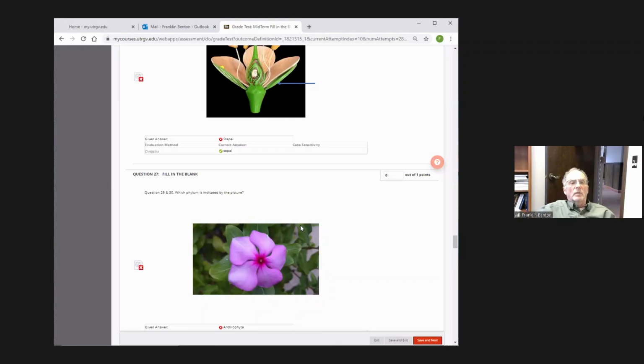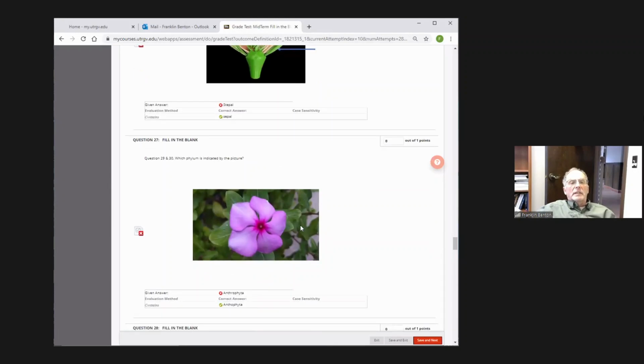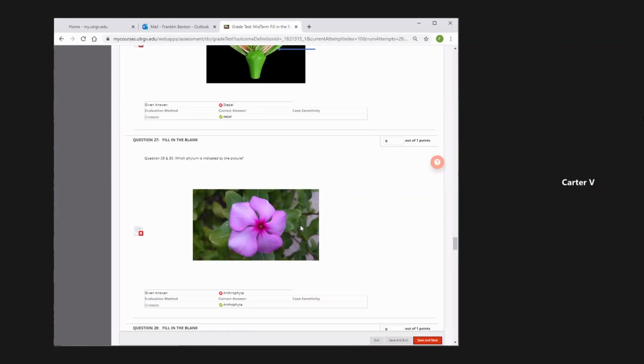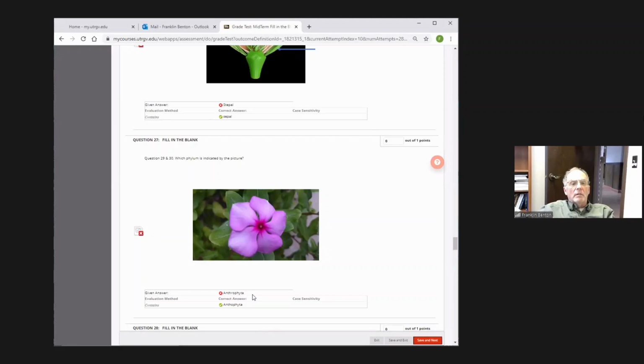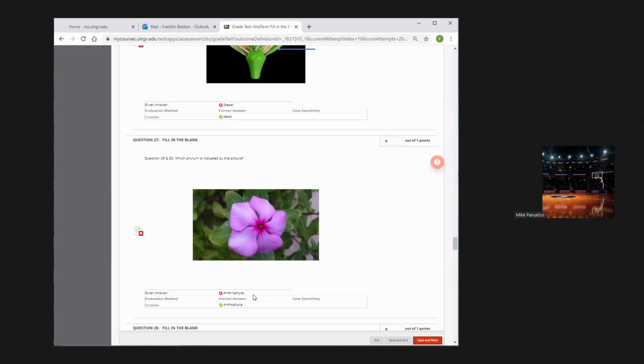Oh, this is a hard one. What phylum is indicated by this picture? Anthrophyta. And why did he get it wrong? You put an R.